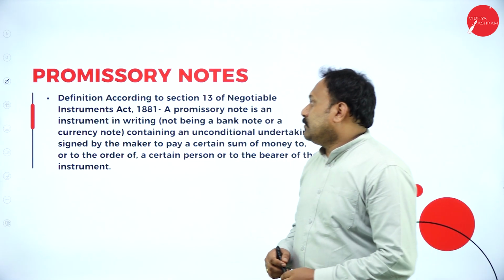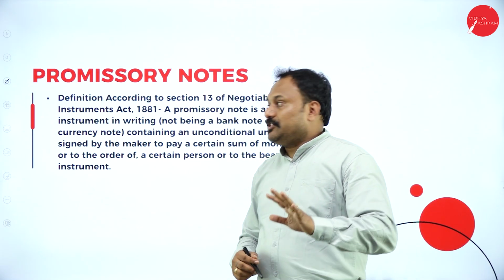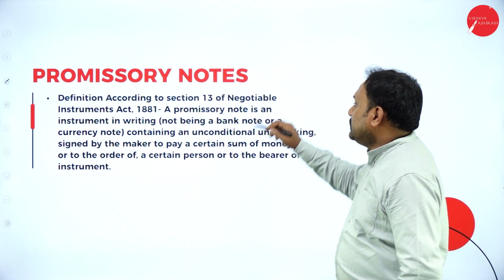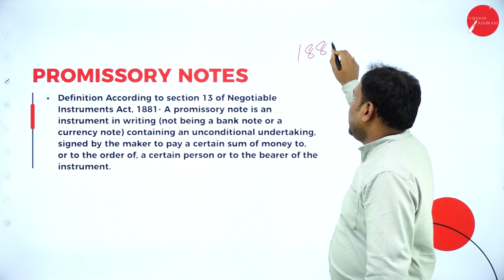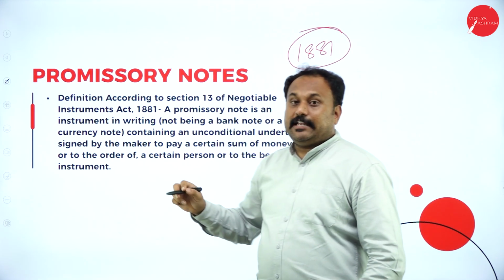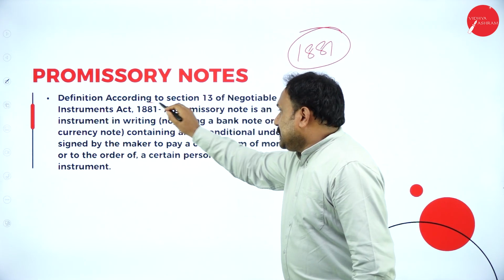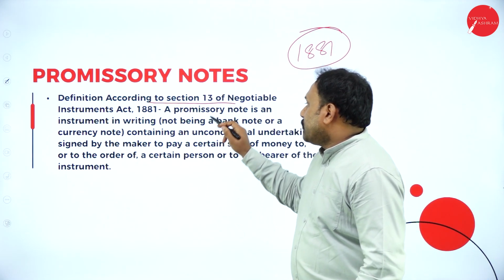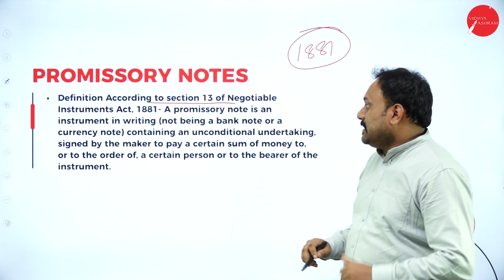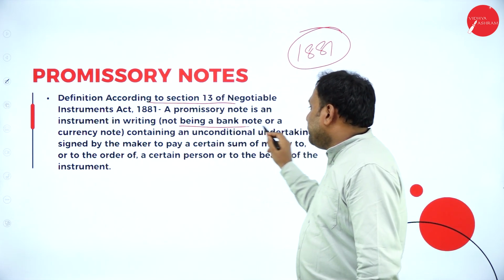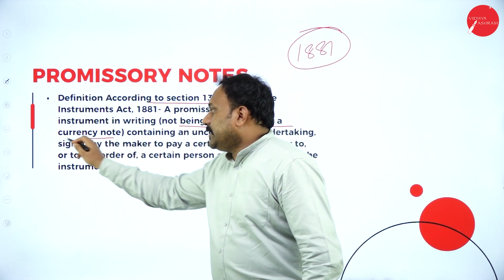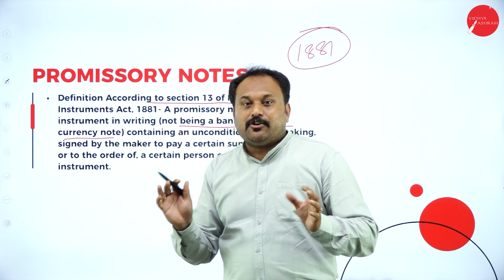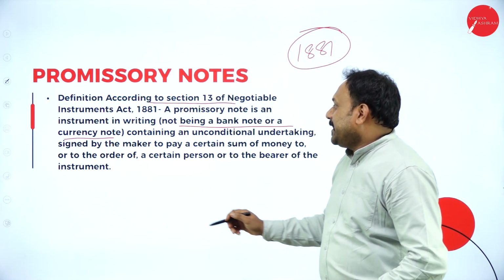Next is promissory note. What exactly is it? So the definition is according to, I told you, right, the Negotiable Instrument Act, that is the 1881 Negotiable Instrument Act. So the definition according to that is Section 13 of the Negotiable Instrument Act 1881. A promissory note is an instrument in writing, not being a bank note or a currency note. Please don't understand that somebody writes on a note and that is a promissory note. No, that is not a promissory note, right?